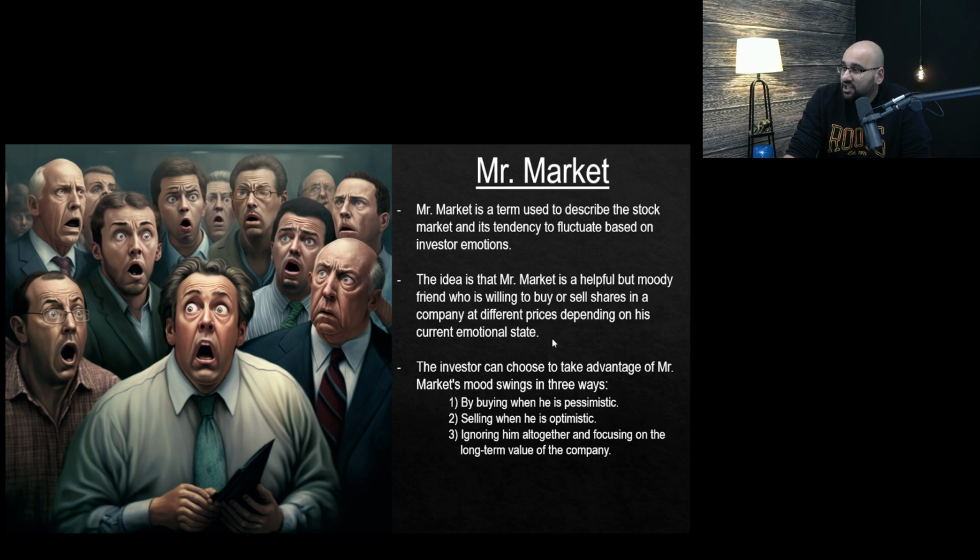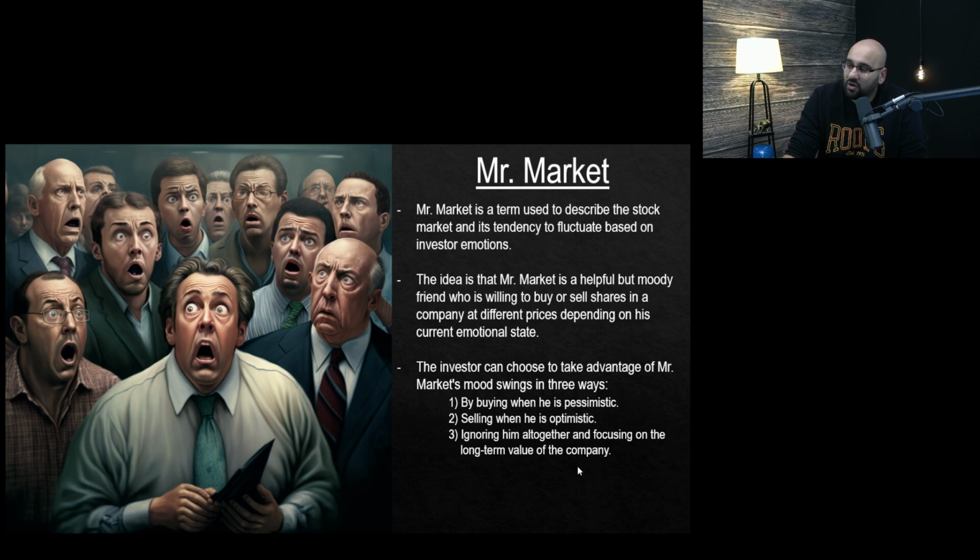And so, the investor can choose to take advantage of Mr. Market's mood swings in 3 ways. So one, he could be buying when the market overall is pessimistic. And so, this is be greedy when others are fearful. That's that quote right there, or part of that quote. The investor could be selling when Mr. Market is optimistic. And so this is that be fearful when others are greedy quote right here from Warren Buffett. So these 2 points pretty much personify that whole quote. And then finally, you can ignore Mr. Market altogether by focusing on the long-term value of the company.